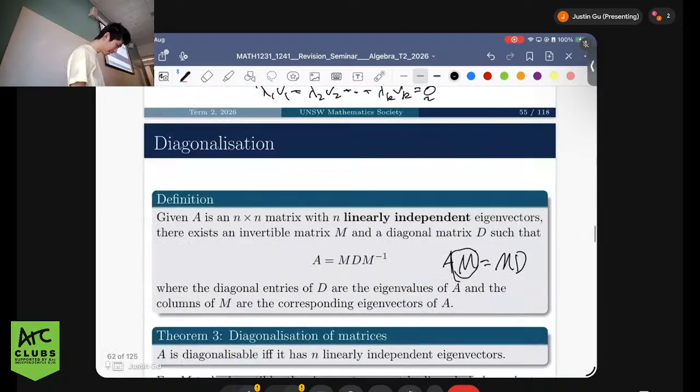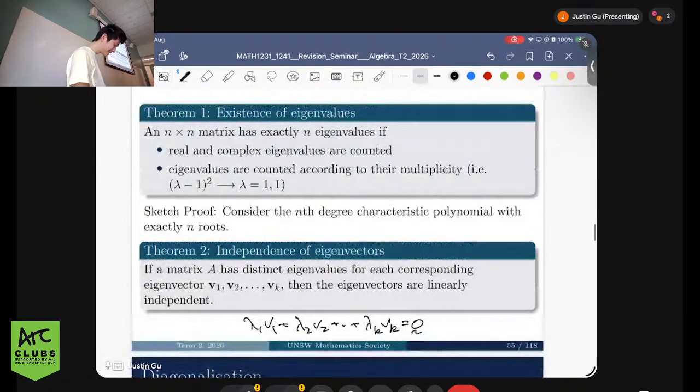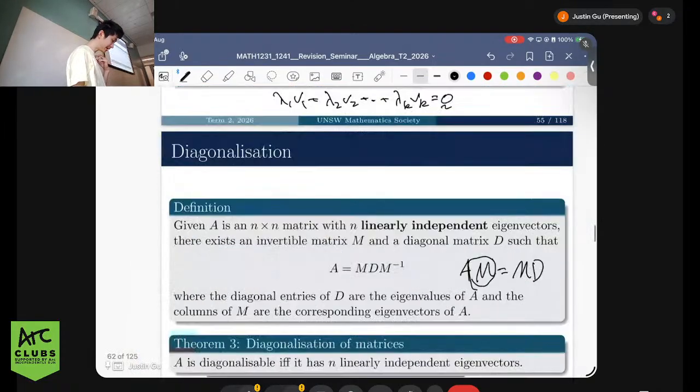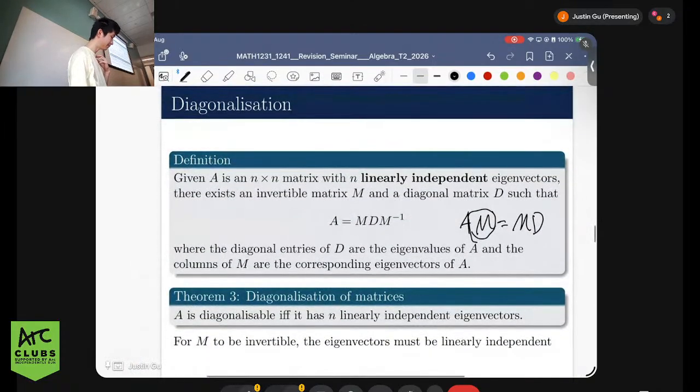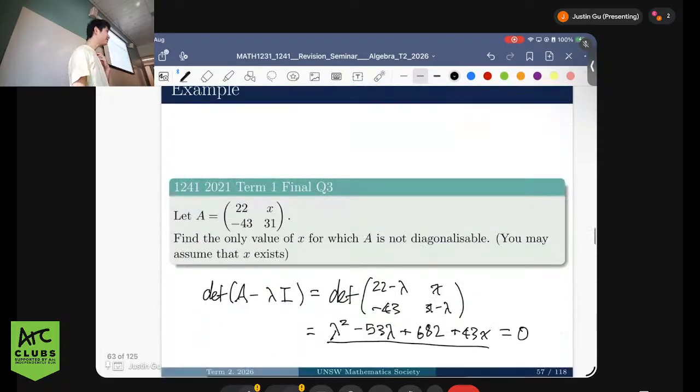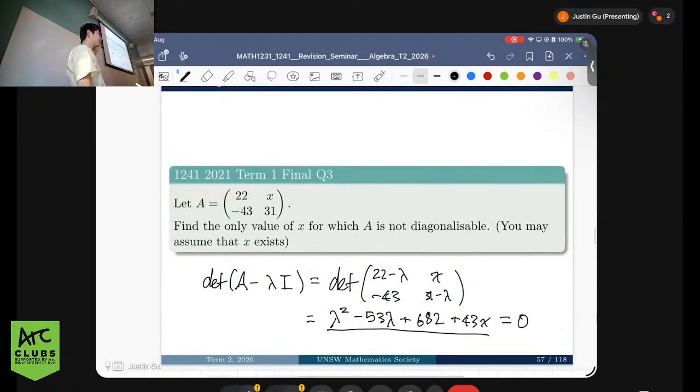If I scroll up, if our matrix A had two distinct eigenvalues, then we could find v1 and v2 such that they're linearly independent, and if we can find that, then we can just find M directly. So for A to not be diagonalizable, this quadratic can't have two distinct solutions, otherwise we could diagonalize it. That means its discriminant has to be equal to 0.